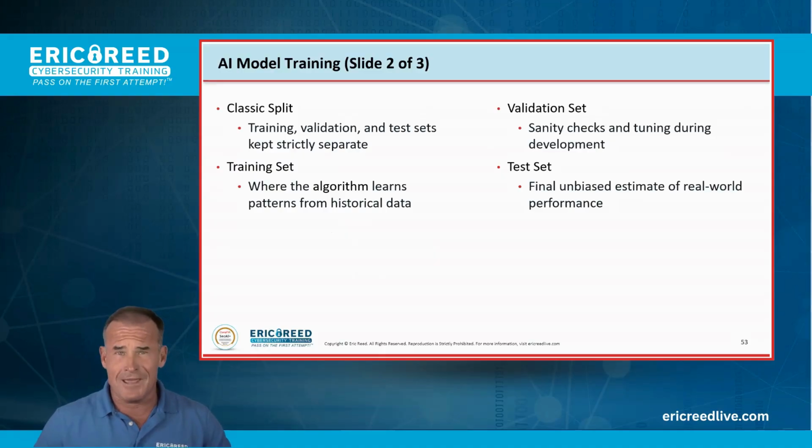To build a trustworthy AI model, security teams typically rely on a classic data split. This keeps your training, your validation, and your test sets strictly separate. The training set is where the model learns patterns from historical data. The validation set is used during development for sanity checks and model tuning. Now, quick definition, a sanity check: are you even in the right ballpark? Finally, your test set provides a final, unbiased measure of performance on unseen data.